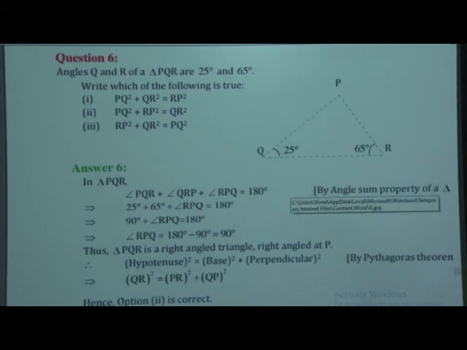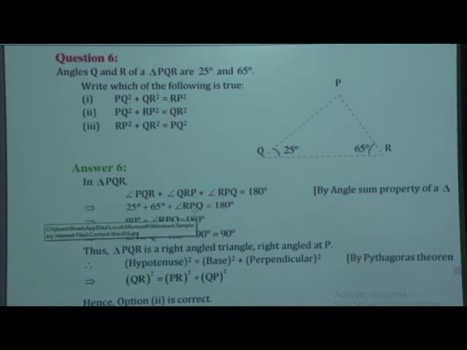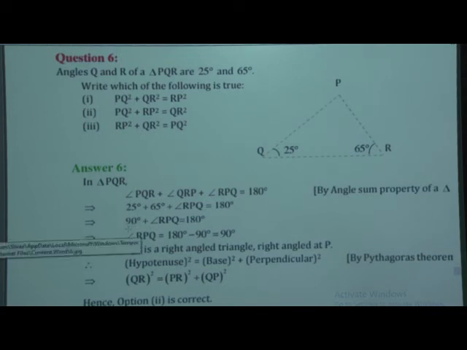We had learned in the previous class what the angle sum property is. So what is angle PQR? It is 25 degree plus angle QRP is 65 degree plus we don't know the angle RPQ, so we have written RPQ, is equal to 180 degree. The sum of this is 90 degree plus angle RPQ is equal to 180 degree. So angle RPQ is equal to 180 degree minus 90 degree, which is 90 degree.